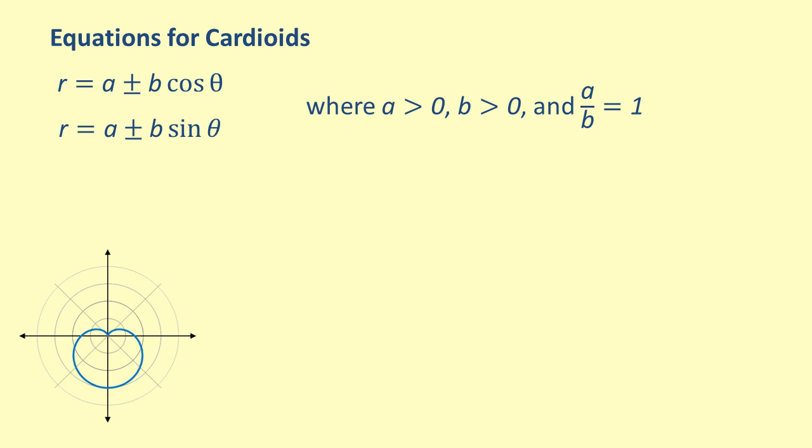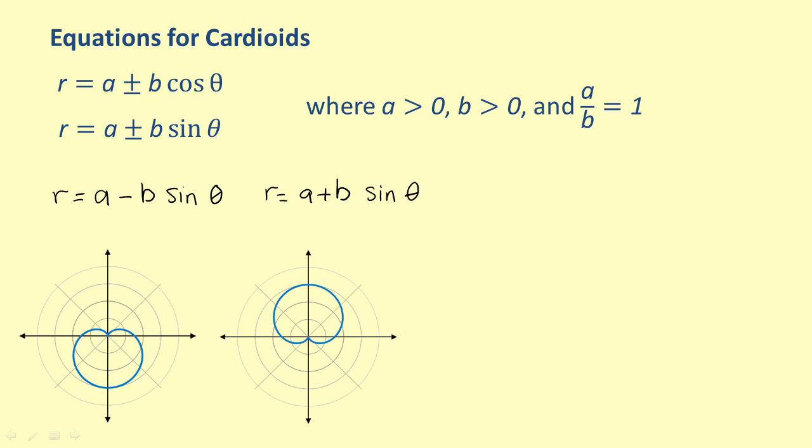This cardioid is the graph of the equation r equals a minus b sine theta. The graph of r equals a plus b sine theta is the reflection of the cardioid across the polar axis. Notice that both of these graphs are symmetric about the line theta equals pi over 2, which is the vertical line in the picture. If we replace sine with cosine, the equation becomes r equals a plus b cosine theta.